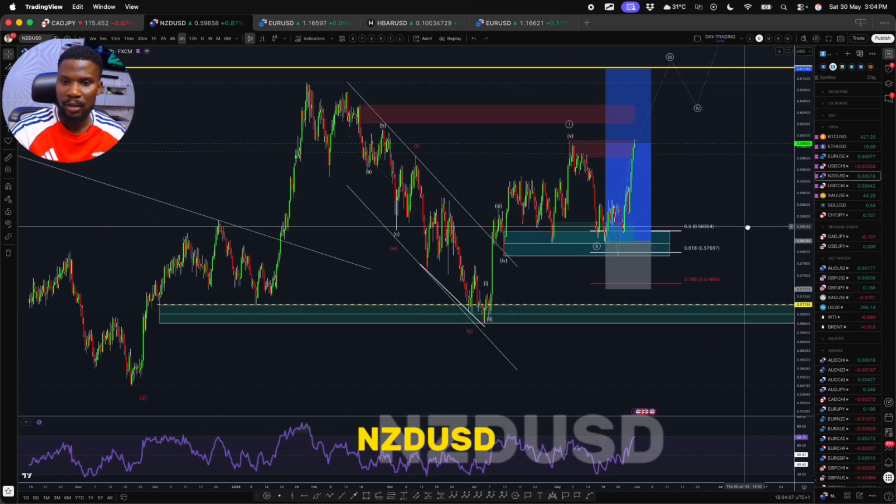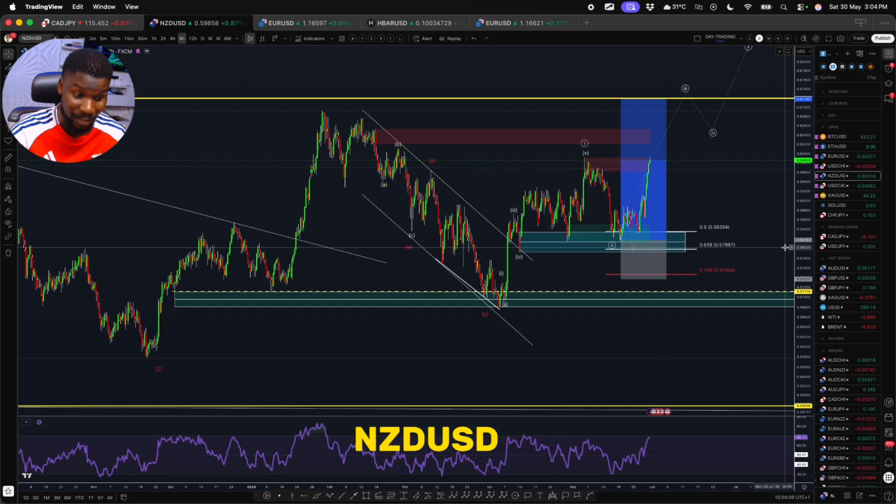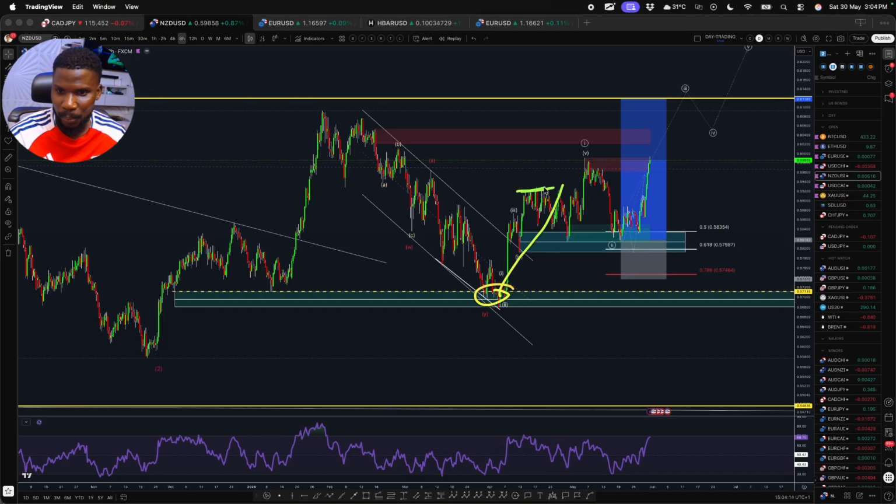NZD dollar, beautiful one. Don't forget, this is the third time I will be buying NZD as well. The first buy was here, made some good money at the top here. I took another buy right here, made a very average, break-even kind of money. And then this is my third buy in the course of April, I think March. I started March and then April, now May. So it called me funny again.